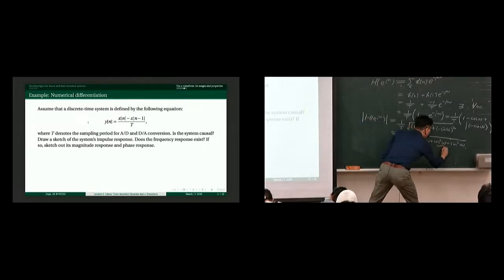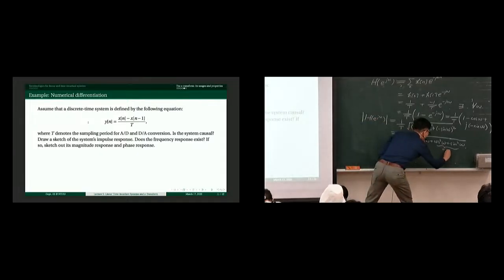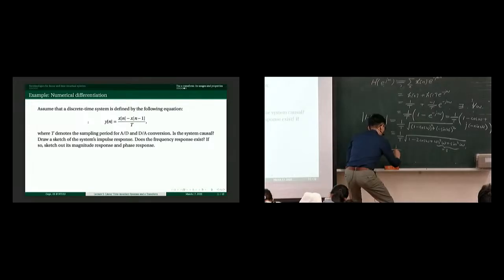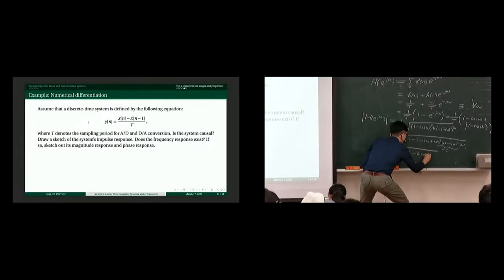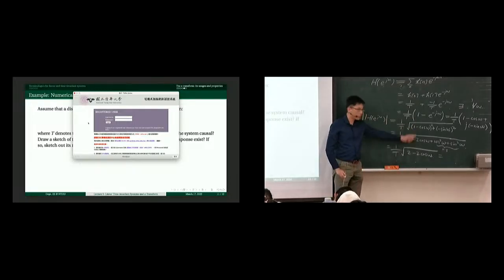And very soon, cosine squared plus sine squared, that's pretty easy. This is 1. So therefore, we have 1 over t, square root of 2 minus 2 cosine omega. So you can stop here or go further. For those of you that are familiar with trigonometry identities, you can go one step further perhaps. Everything here is correct, but we might want to go one step further.